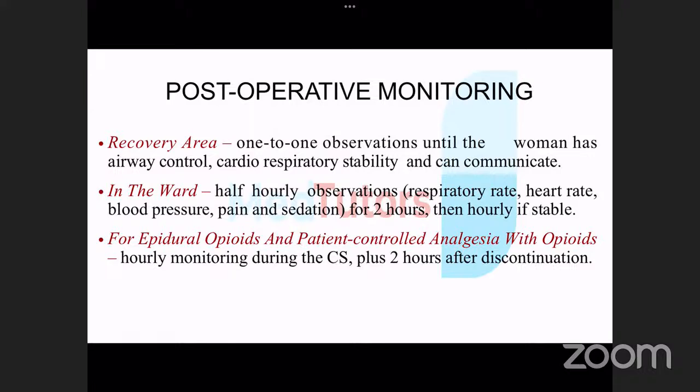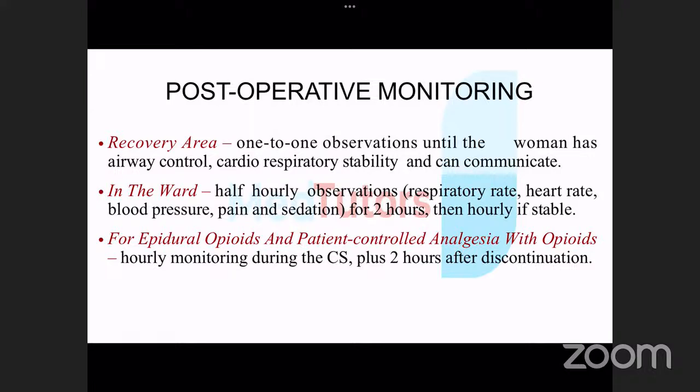So that's why if you have a monitor, just put the monitor and set it. It will keep the record for you and then you review it. Then of course, if the vitals are stable in the first 2 hours, then you monitor hourly for the next 4 hours. Then if it's okay, you go to routine monitoring.